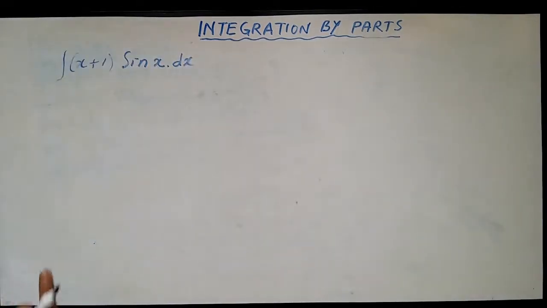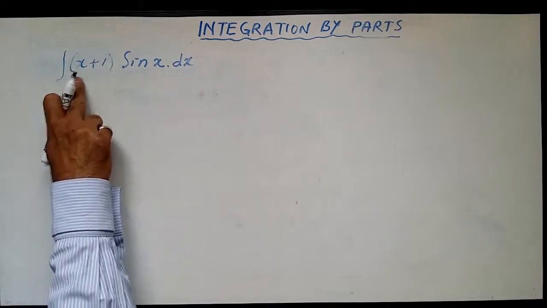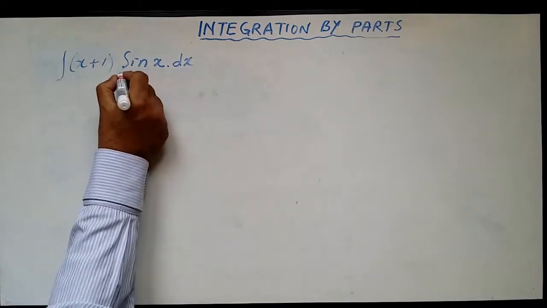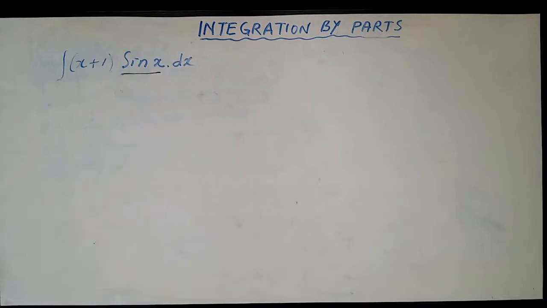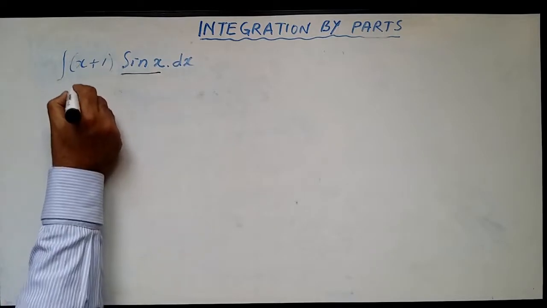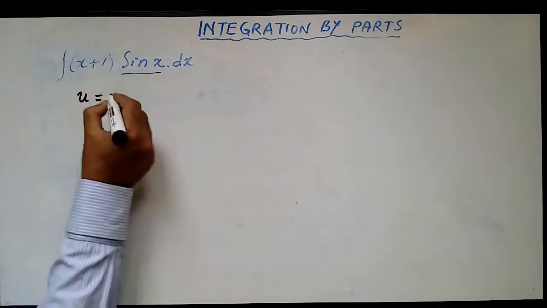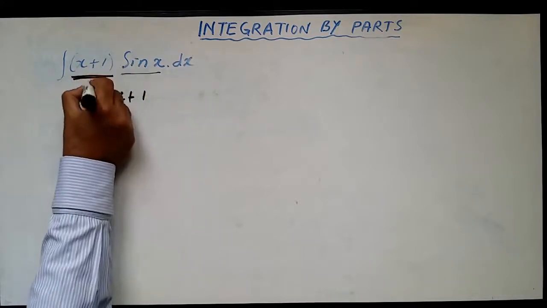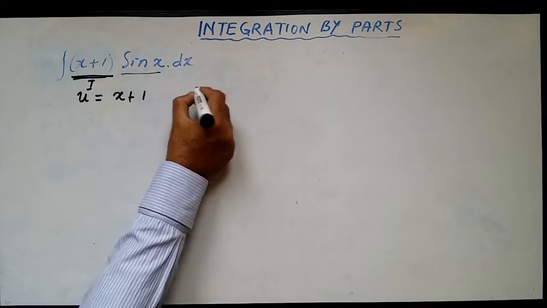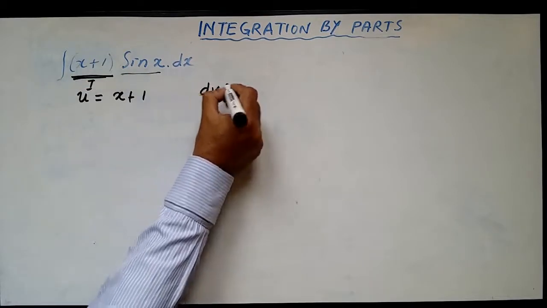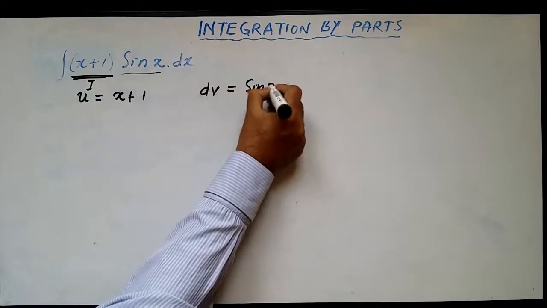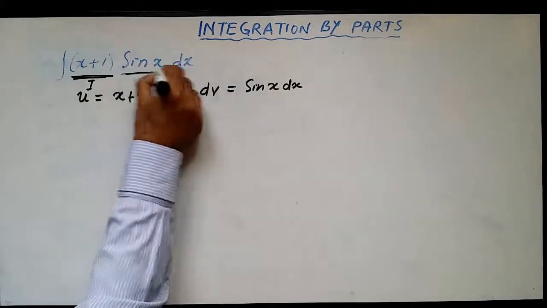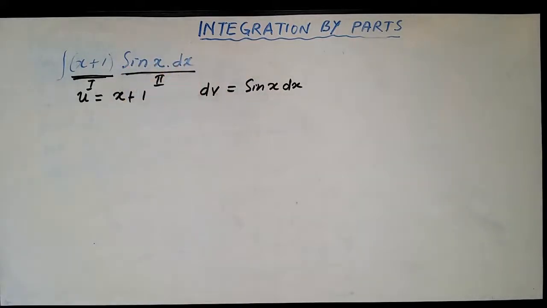In this example, integration of x plus 1 sine x dx, one of the functions is a sine function. So how do we solve such an integration? We will say the first part u is equal to x plus 1. And for the second part, we put dv is equal to sine of x dx.